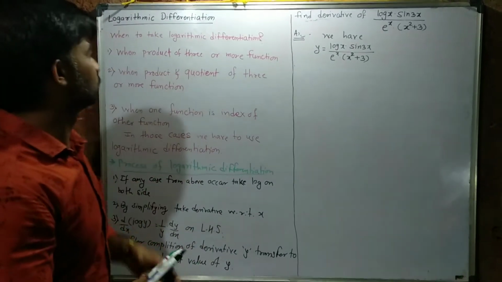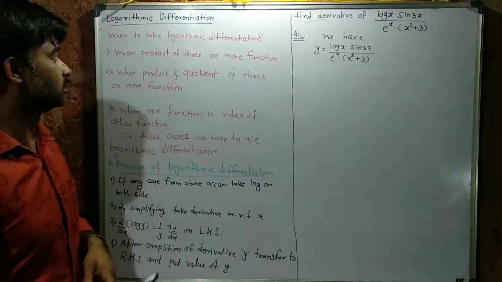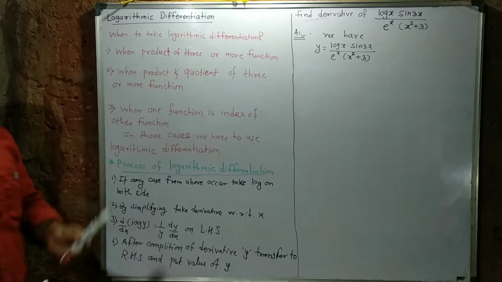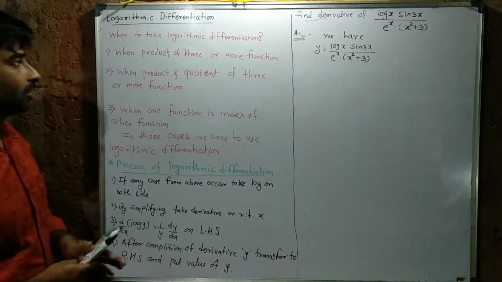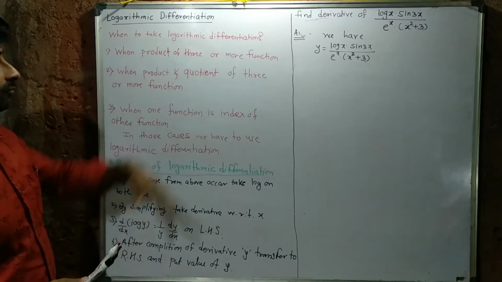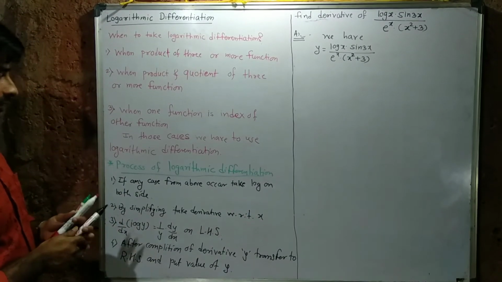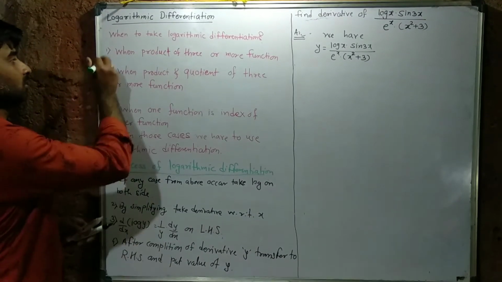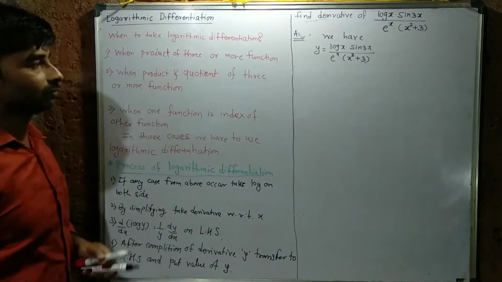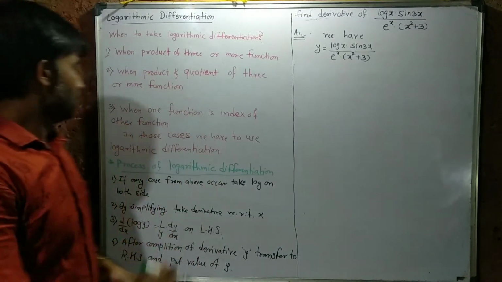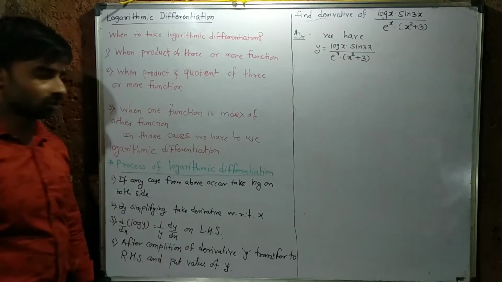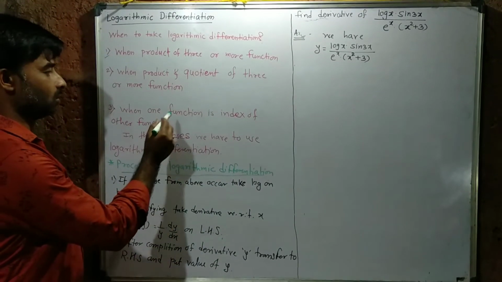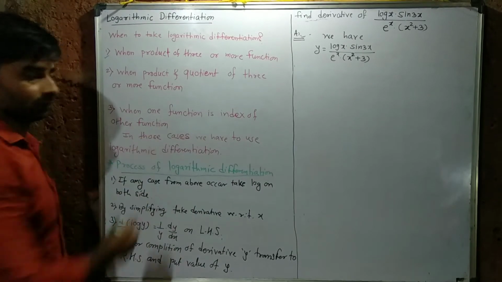Right now we are going with the logarithmic differentiation. When we take the logarithmic differentiation, first of all we have to think about when we have to take the logarithmic differentiation. In that we have to get the three cases. One is when a product of three or more functions are there. Second one is when a product and quotient of three or more functions are there, and third one is when one function is an index of other function.